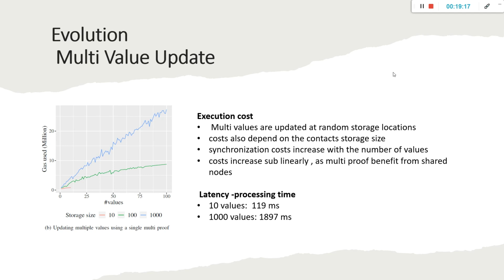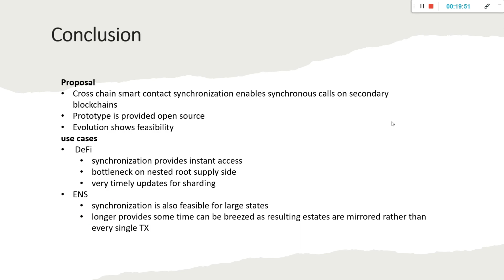For the multiple value update, in a similar way, the execution cost increases when the storage size gets bigger. For example, if the storage size is 100, we can see this line, but when the storage increases to 1000, we can see this line is growing faster. So the gas used is growing faster. For multiple value update, the latency for 10 values is 120 milliseconds, and for 1000 values, it is 1897 milliseconds.